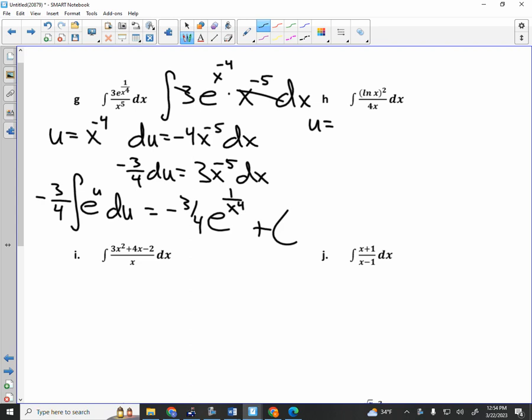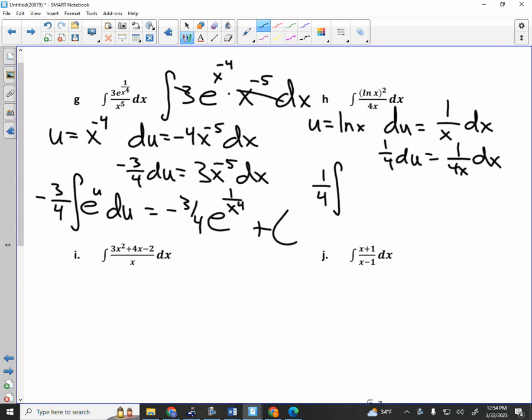Watch what happens. If we say u is the natural log of x, then what is du? 1 over x dx. And you have an x in the denominator, don't you? Multiplied by 1/4. So 1/4 du is equal to 1 over 4x dx. Looks like I have my substitution. 1 over 4 integral du. When I write that down, I always like to cancel off the 4x and the dx, because that's what shows up. What remains?